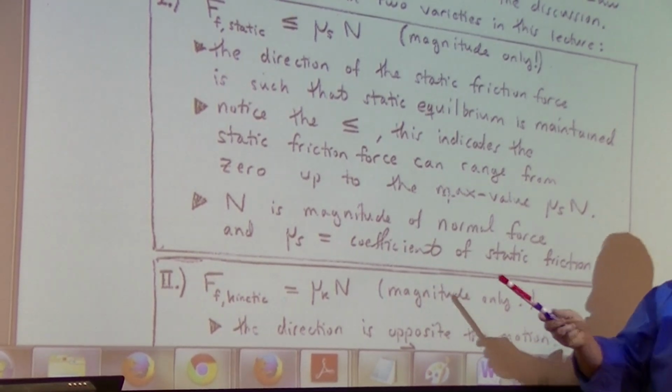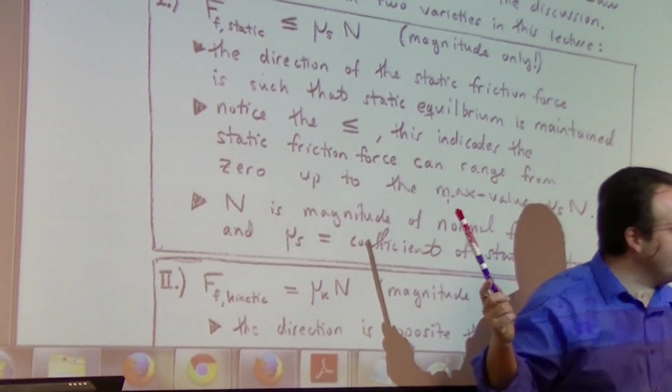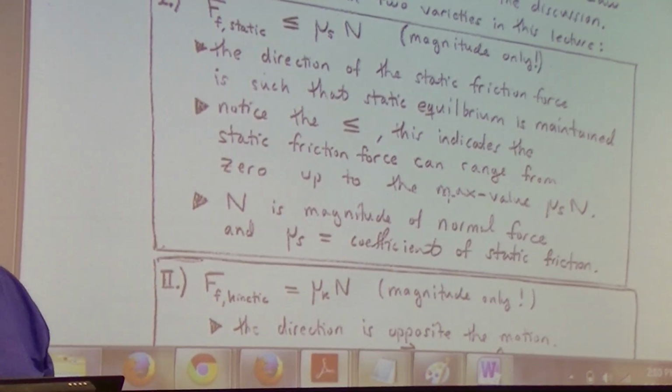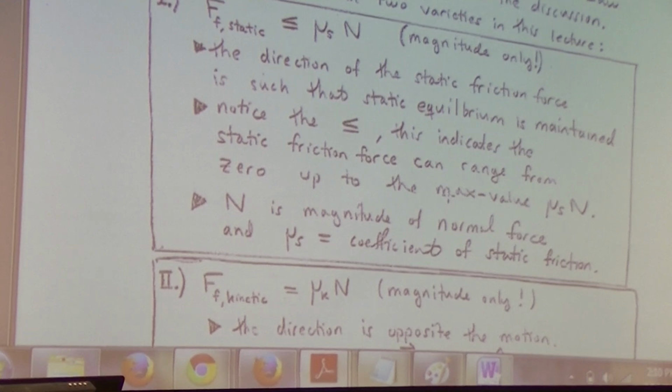So, N is the magnitude of the normal force. I've been using F sub N for that this semester, because, as I told you, using N for a force is a somewhat questionable practice, given that N is a Newton.